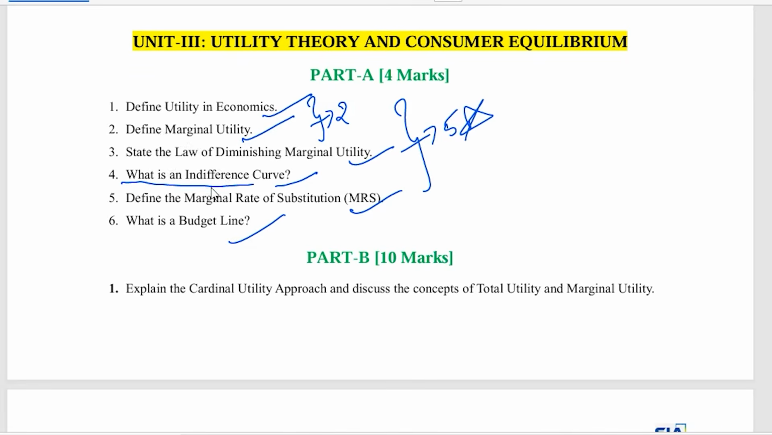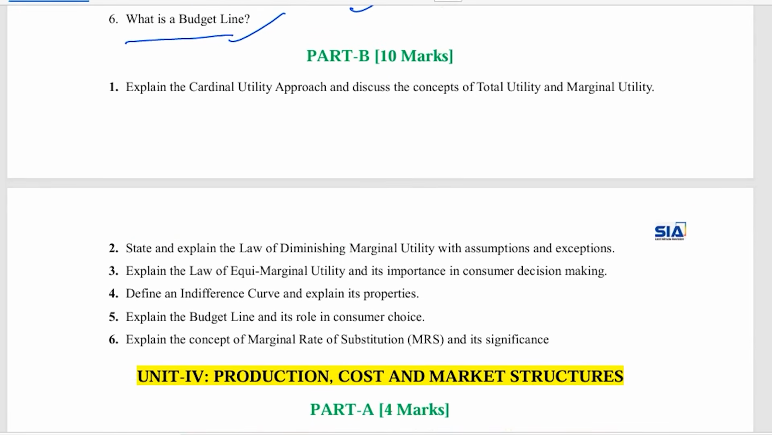And these questions are very important questions. What is an indifference curve and what is budget line? Law of diminishing marginal utility. These questions are very important questions in Unit 3, Part A.